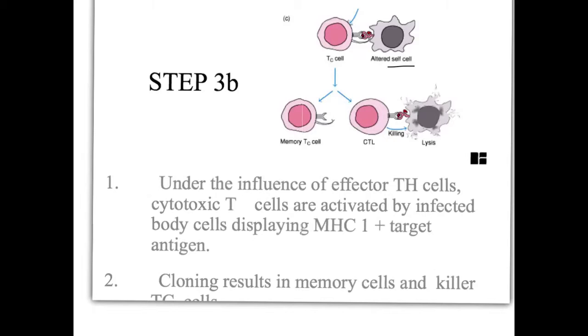These active cytotoxic T lymphocytes have a number of different weapons that they can use to destroy infected body cells. One of their weapons is a molecule called perforin, which directly perforates the plasma membrane of the infected cell and results in lysis or rupture of the cell, as we can see in this picture.